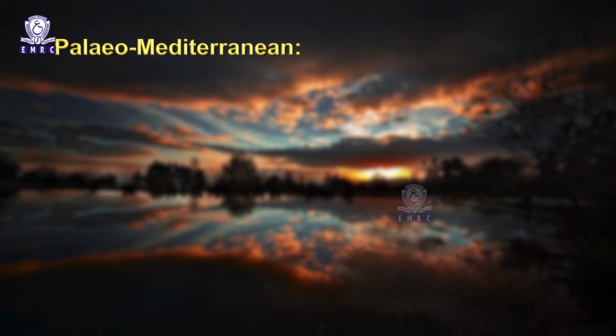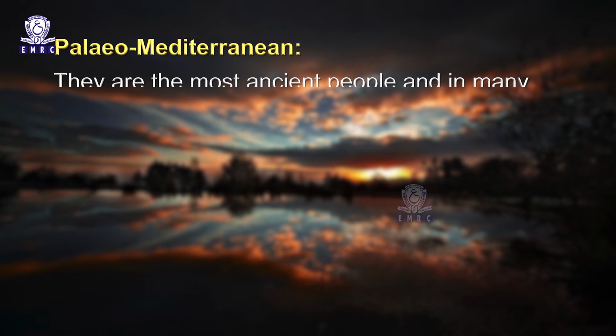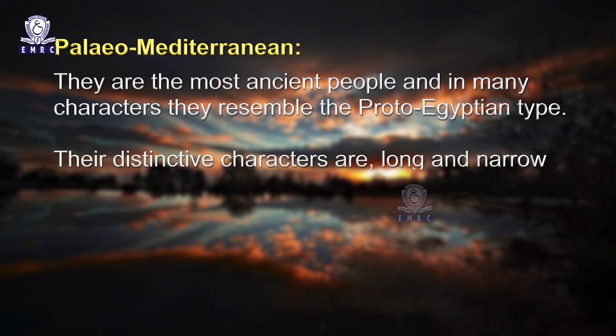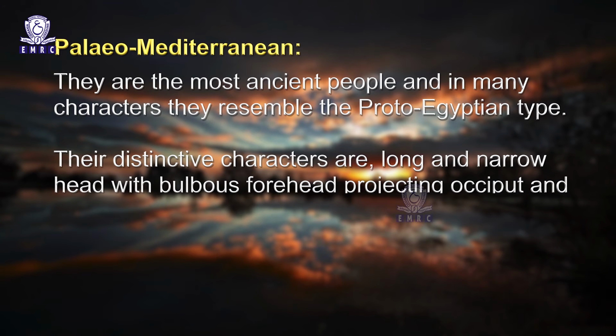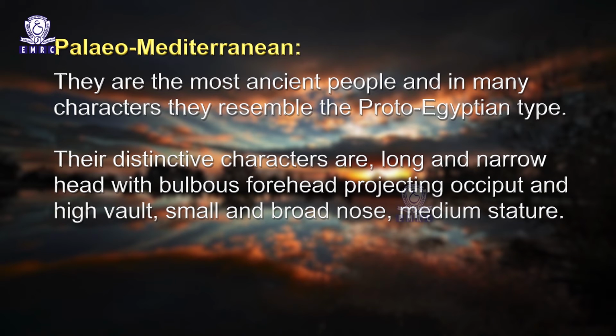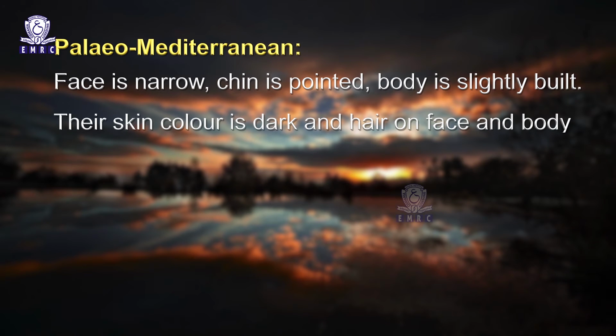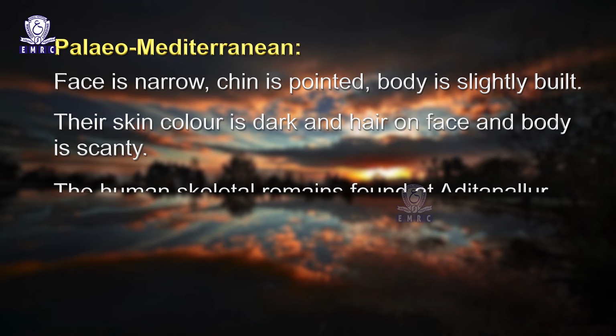Coming to the fourth one, the Mediterranean, they comprise three distinct racial types. First one, the Paleo-Mediterranean. They are the most ancient people, and in many characters they resemble the Proto-Egyptian type. Their distinctive characters are a long and narrow head with bulbous forehead, projecting occiput and high vault, a small and broad nose, medium stature, a narrow face, a pointed chin, and a slightly built body. Their skin color is dark and hair on face and body is scanty.